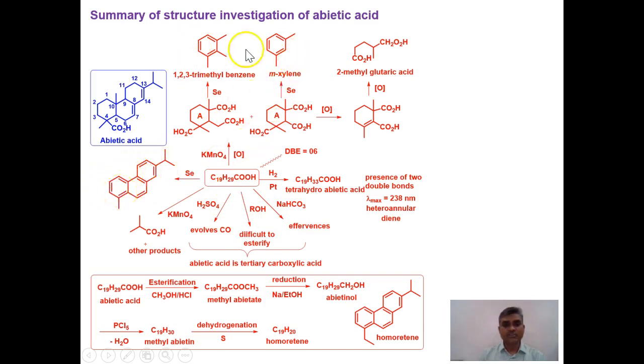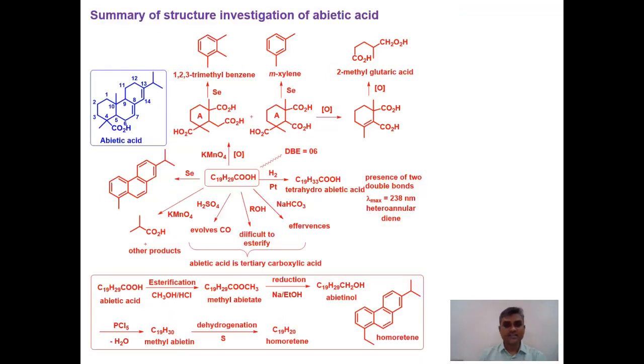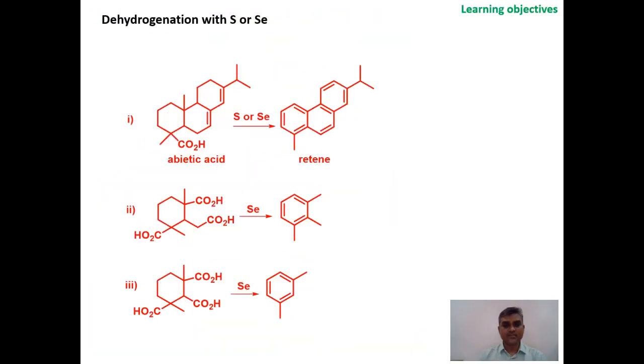Then the position of the angular methyl group was proved on the basis of formation of these two tricarboxylic acids, and the position of the CO2H group was proved on the basis of homoretene formation. So this is all about the structure determination of abietic acid. Now once the structure of abietic acid is proved, we have to make a little revision of what we have learned during this abietic acid discussion.